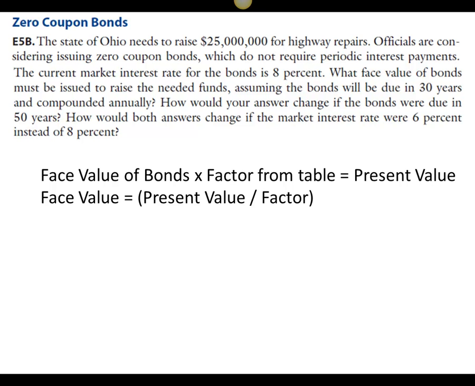Assuming the bonds will be due in 30 years and compound annually, how would your answer change? Then we're going to look at how the answer will change if the bonds are due in 50 years, and then also if the market interest rate were 6% instead of 8%.